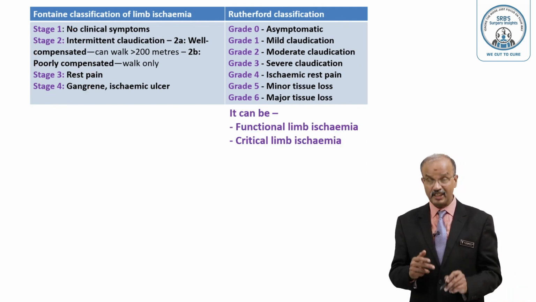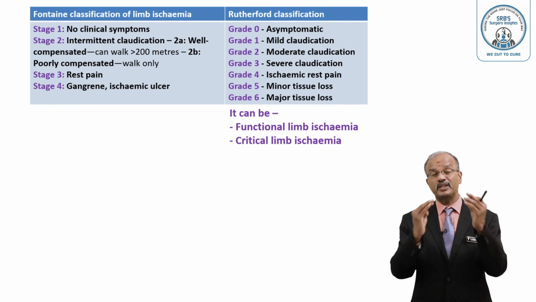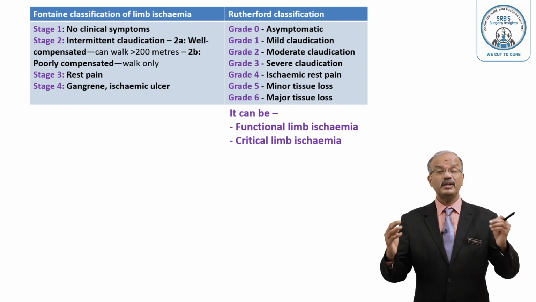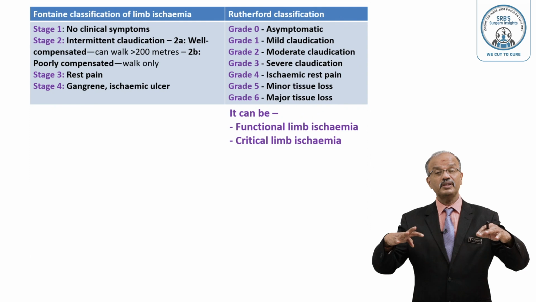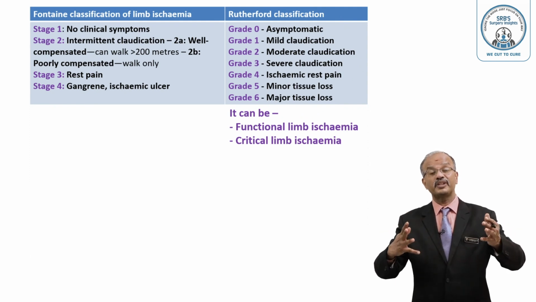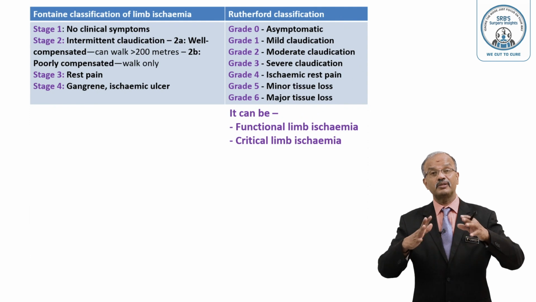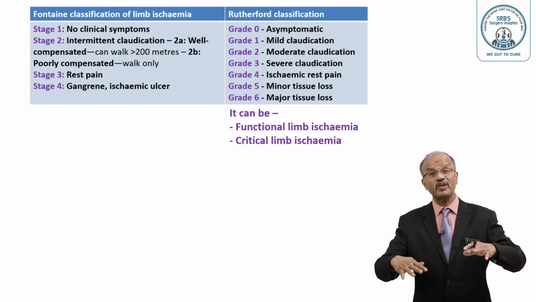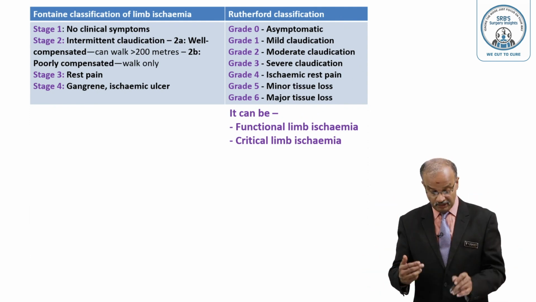It can be functional limb ischemia, which is compensated. When there is an arterial block, collaterals will open. So distal vessel perfusion occurs, called distal runoff, which is identified by angiogram. So that ischemia has occurred, which is compensated through collaterals. That is called functional limb ischemia.